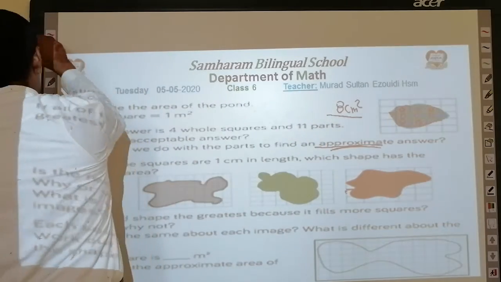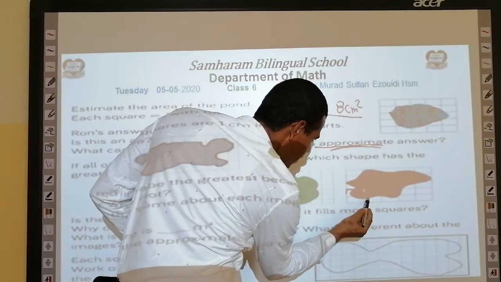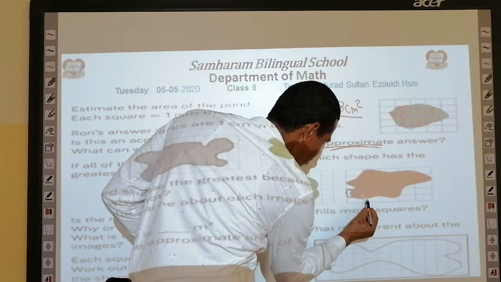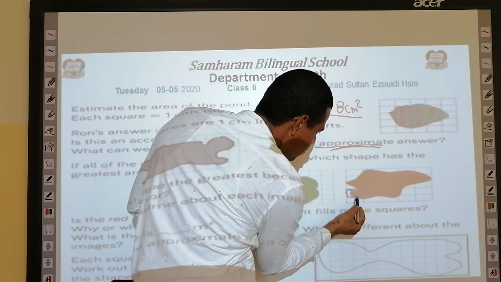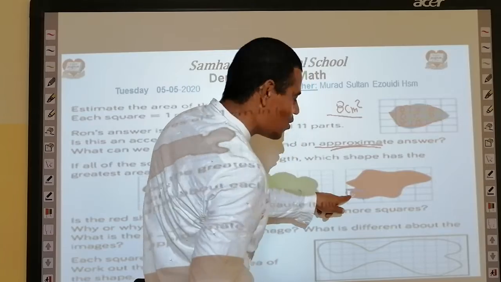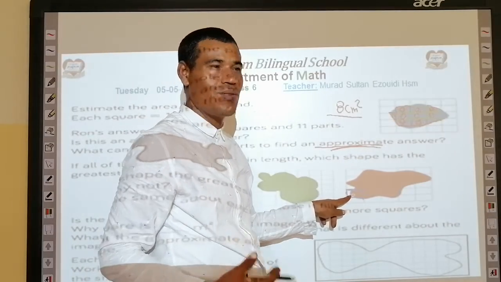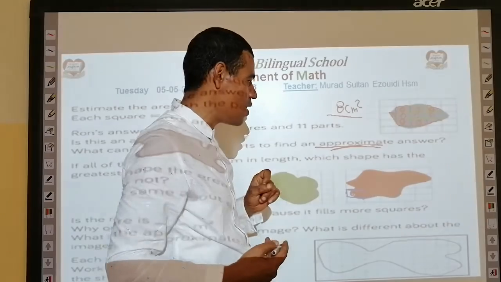Okay, we will use another. This is a square. We thought that we can consider 1 whole square if it is more than half. So this one, it will fit 1 square. We will accept it. Okay, approximately we consider it as 1 whole square.